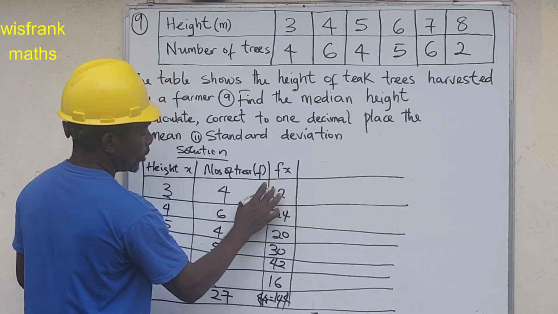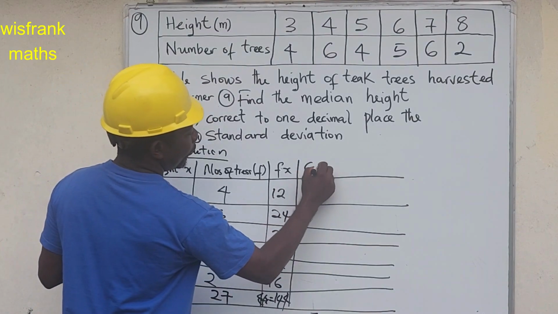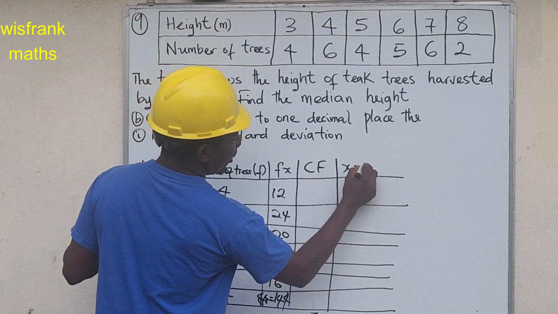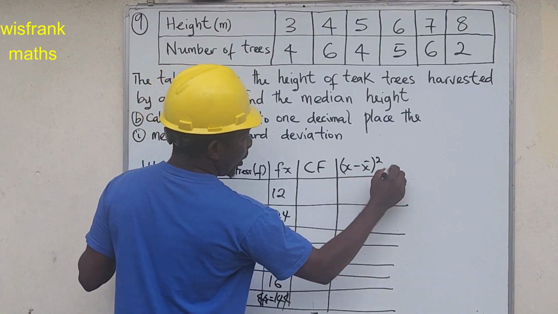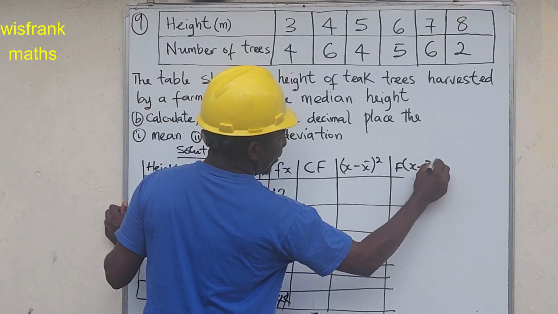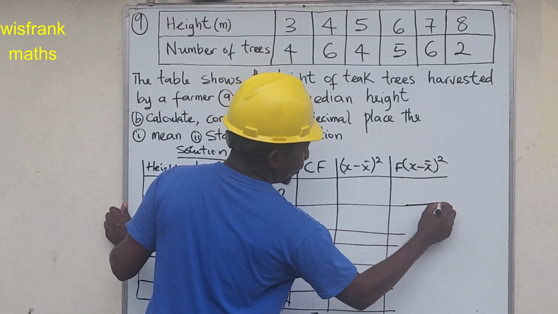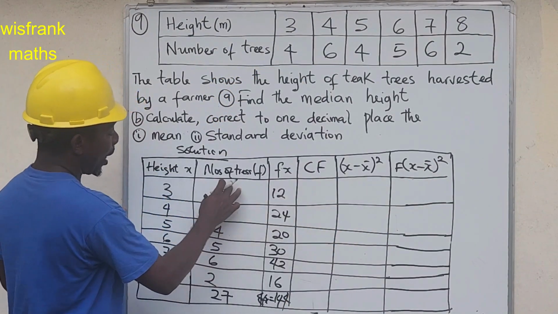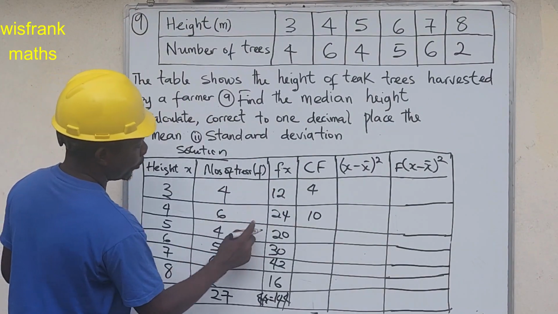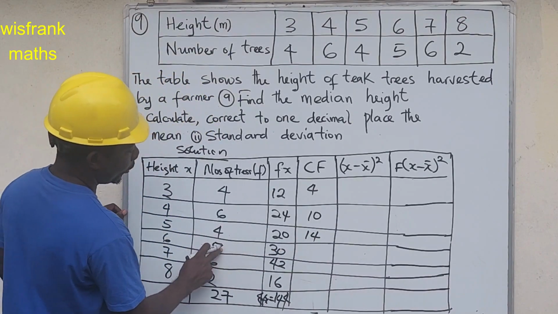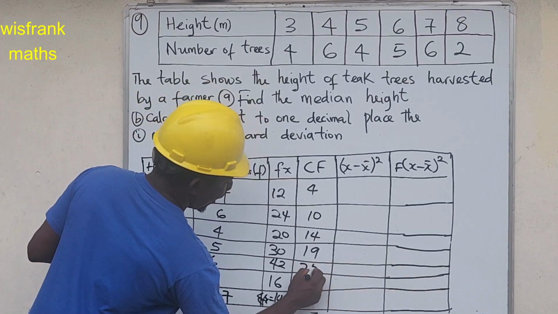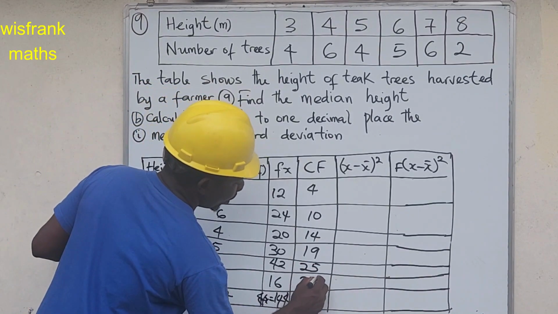So now the next one that we are going to find is the cumulative frequency. Then the next column is x minus the mean, squared. Then the next column is f times x minus the mean, squared. For the cumulative frequency, we add all these. We bring down 4. 4 plus 6, we have 10. Then 10 plus 4, we have 14. Then 14 plus 5, we have 19. Then 19 plus 6, we have 25. Then 25 plus 2, we have 27.